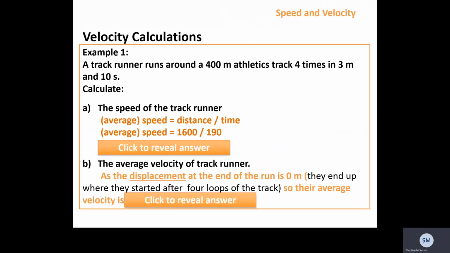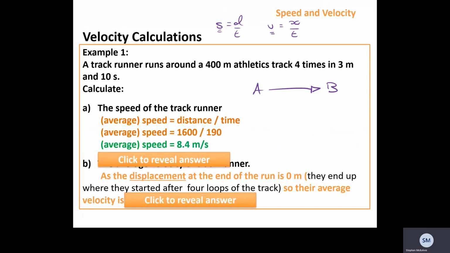Here are some velocity calculations. Remember that it's the exact same thing. If speed is equal to distance divided by time, velocity is displacement divided by time. Remember, displacement is the straight line distance between A to B. Speed is a scalar, velocity is a vector. Try the questions. And here are your answers.